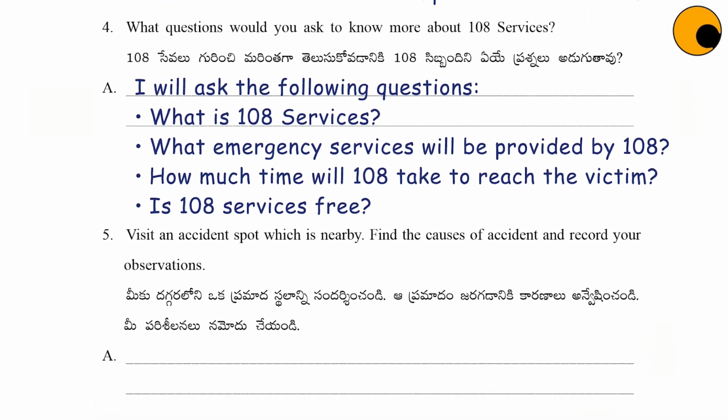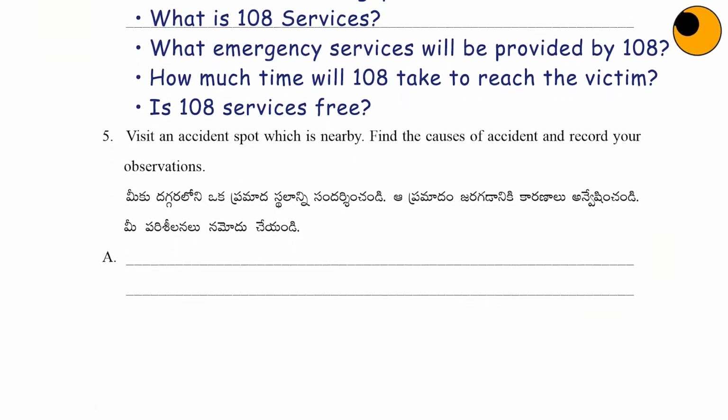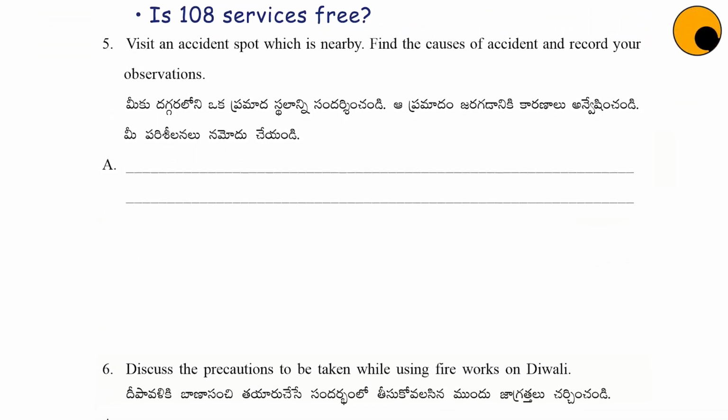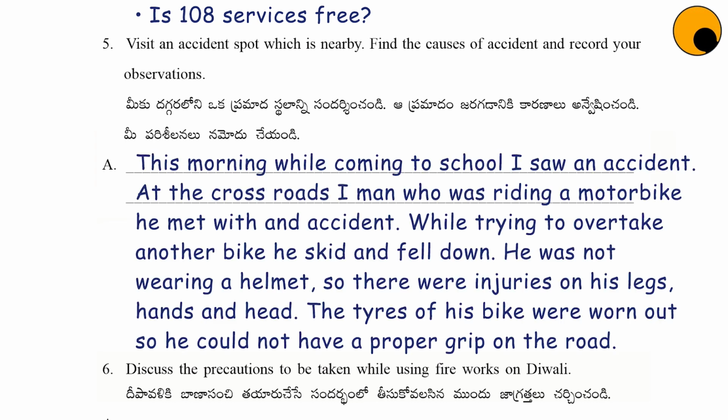Visit an accident spot which is nearby. Find the causes of accident and record your observations. This morning, while coming to school, I saw an accident. At the crossroads, a man who was riding a motorbike met with an accident.